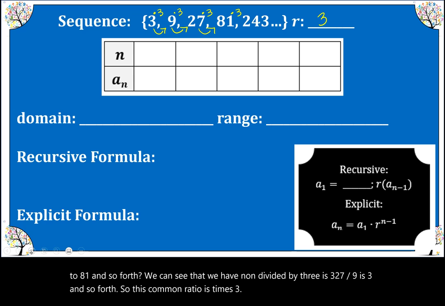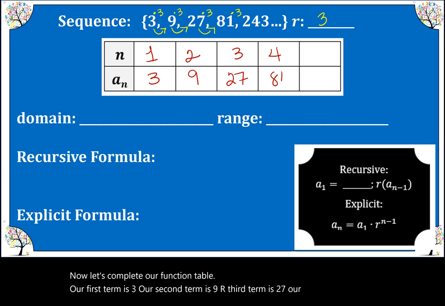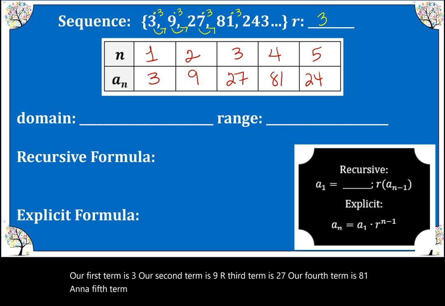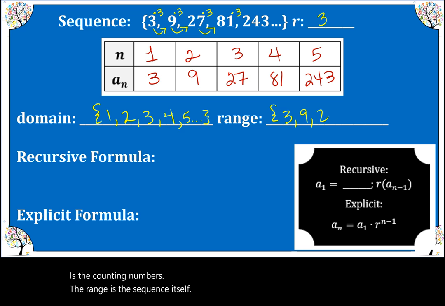Now let's complete our function table. Our first term is 3, our second term is 9, our third term is 27, our fourth term is 81, and our fifth term is 243. The domain. Remember, the domain is the counting numbers. The range is the sequence itself. And remember, our sequence continues, so we will put our ellipsis.